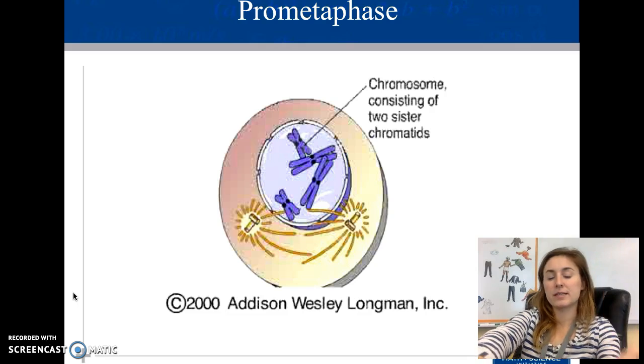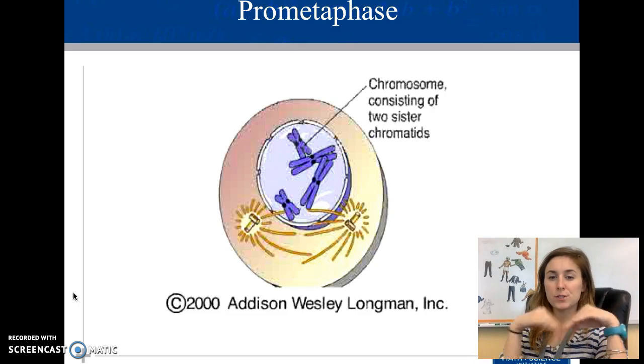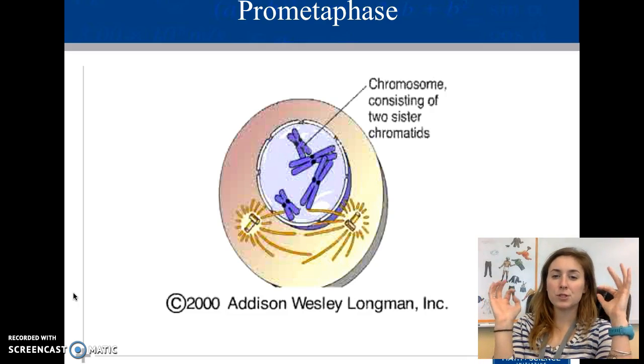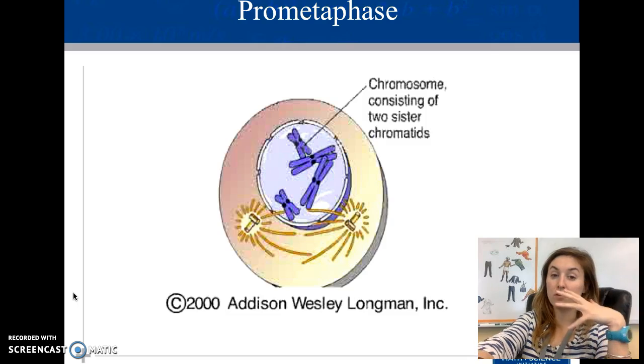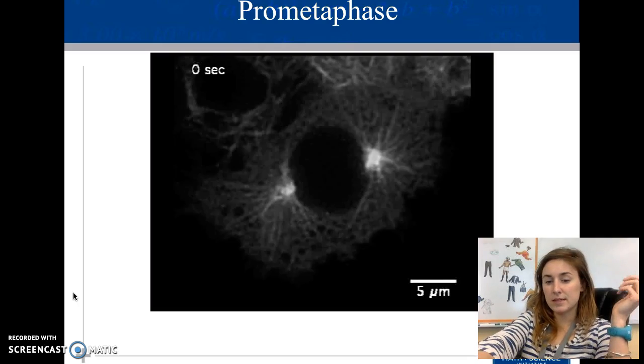It starts to kind of look like this. So we see that our centromeres start moving away, those spindles start to form. This is not a very good image because at this point the nucleus should start dissolving already. Looks something like this under a microscope.